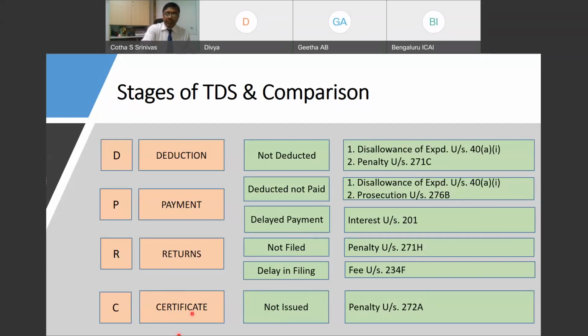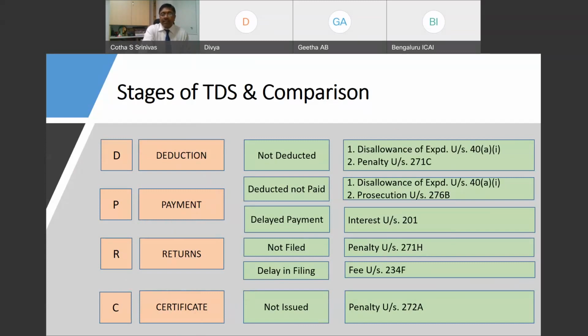Now we have understood the four stages, what has to be done and when it has to be done. We have also understood the consequences if it is not being done. Now, if I look at these four stages, the first two stages that the deductor has to comply with are with respect to the government.